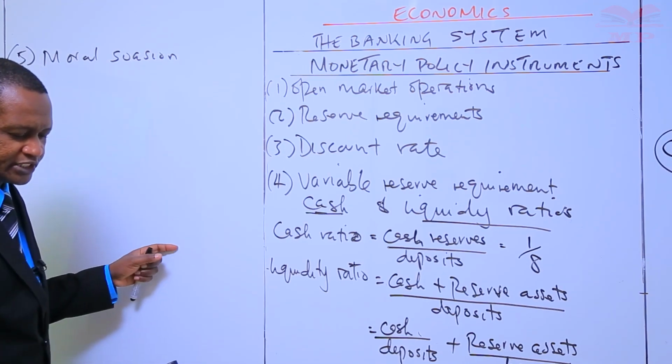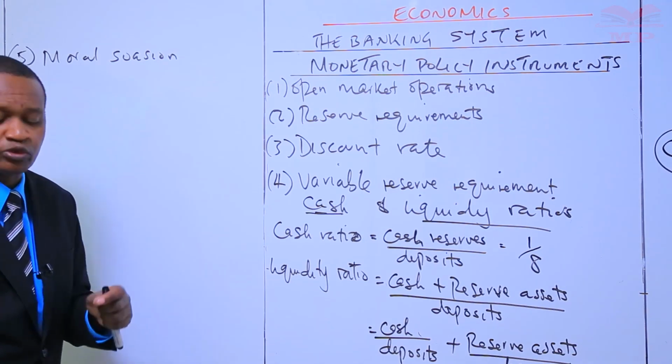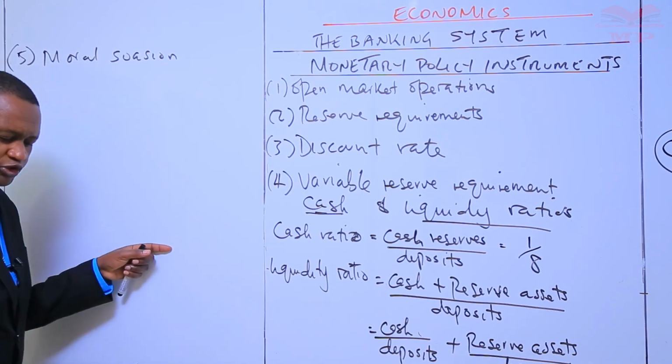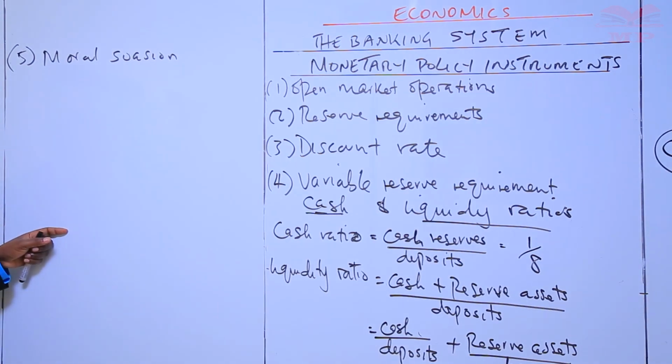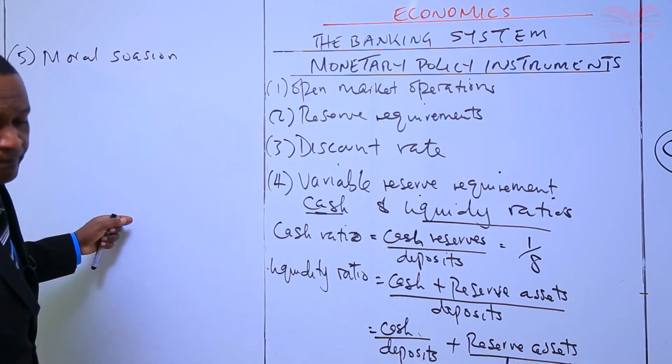In economics, it is sometimes used in reference to central banks. So moral suasion is a qualitative method of creating credit being used by the central bank. Under this method, the central bank merely uses its moral influence on the commercial banks. It includes advice, suggestion, request, and persuasion with the commercial banks to cooperate with the central bank.